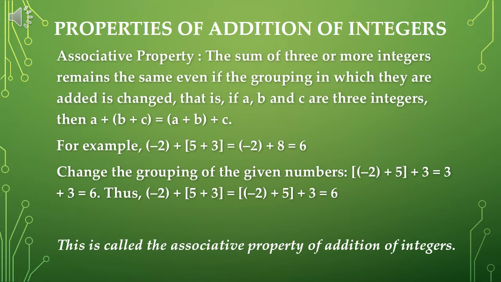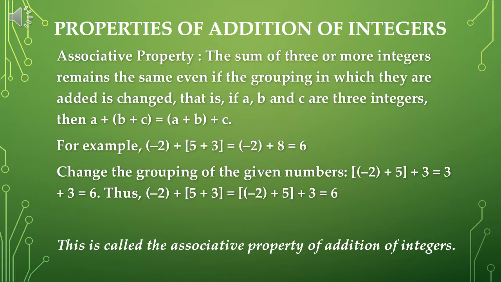Let us consider the first example. If there are three integers, suppose minus 2, plus 5 and plus 3, and we are adding in the way that we first add 5 and 3, and the answer is 8. 5 plus 3 is 8, and then 8 is added to minus 2. So 8 minus 2 will become plus 6.